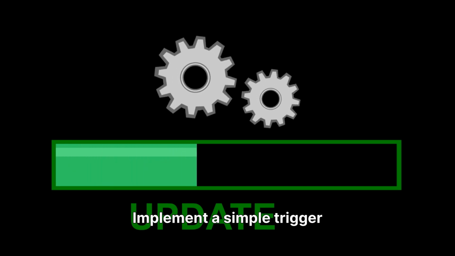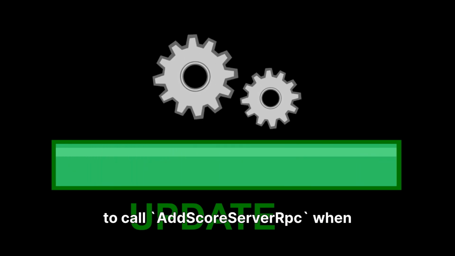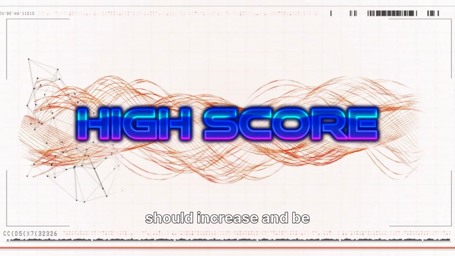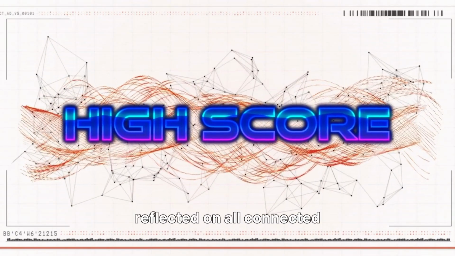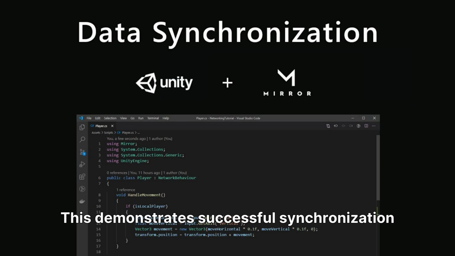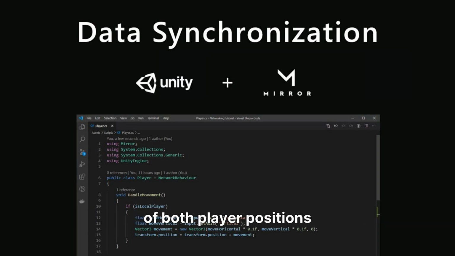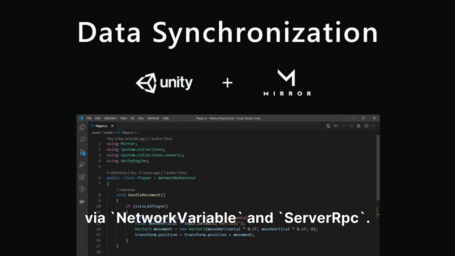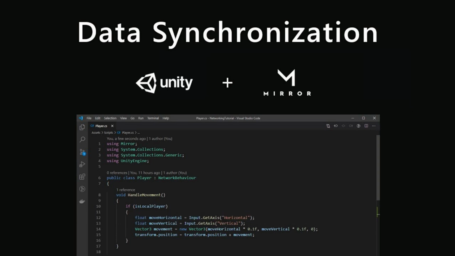Implement a simple trigger to call AddScoreServerRpc when a player collects an item, observing the score update. When a player collects the item, their score should increase and be reflected on all connected clients. This demonstrates successful synchronization of both player positions via NetworkTransform and scores via NetworkVariable and ServerRpc.